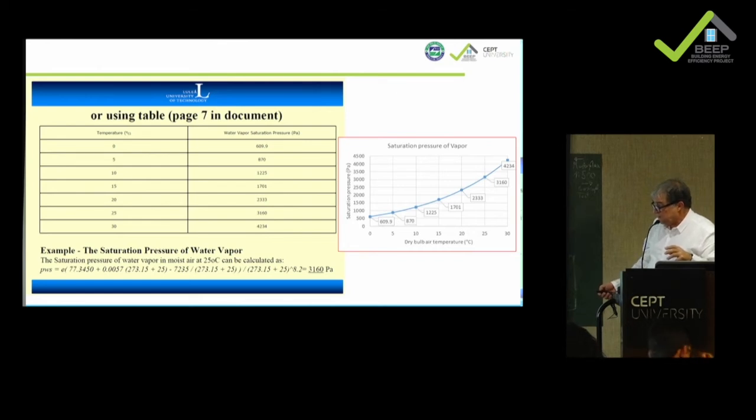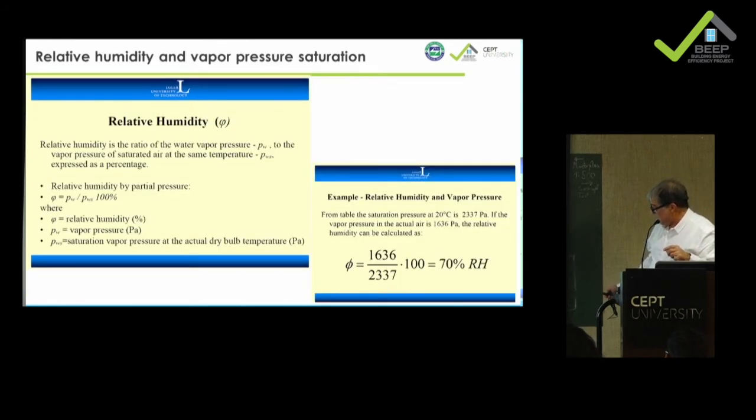Now, you can see that if you want to have 70%, then you simply see how much would be the equivalent vapor pressure. So this vapor pressure gives you the relative humidity. The ratio between the vapor pressure that you actually have and the saturation vapor pressure gives you the relative humidity.